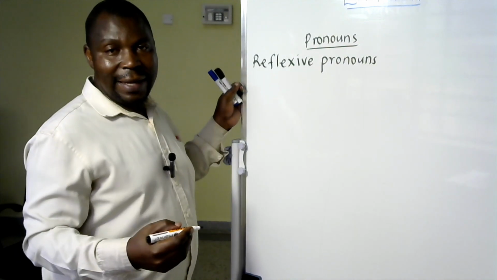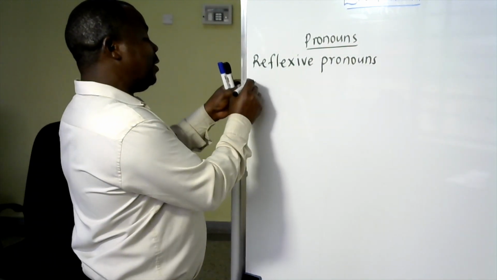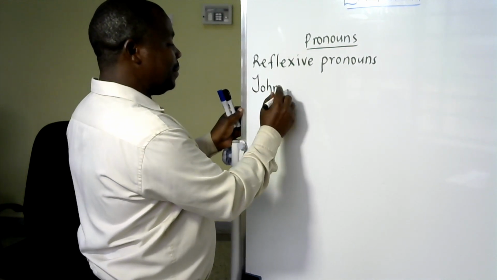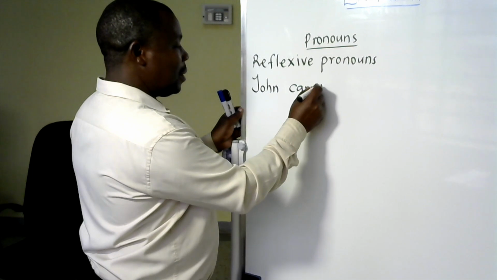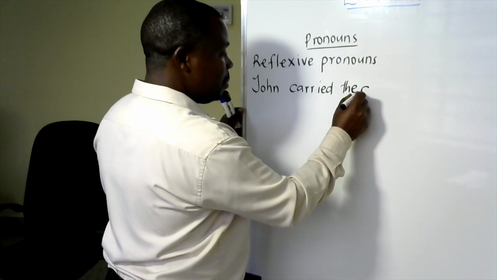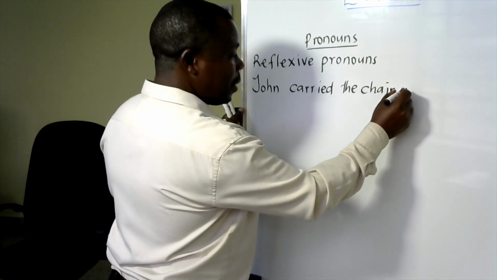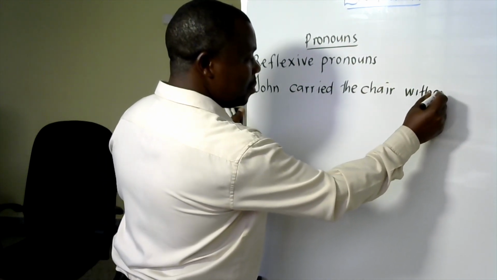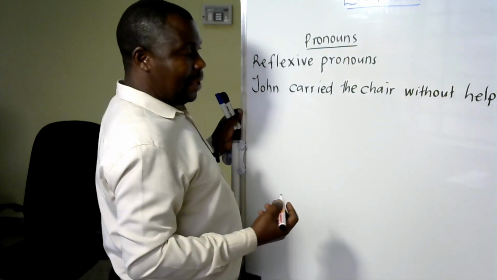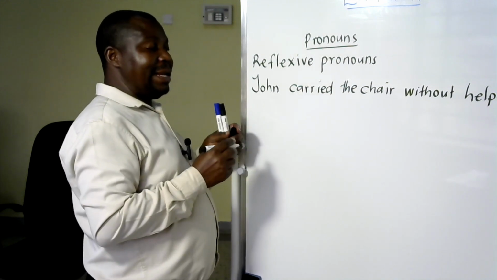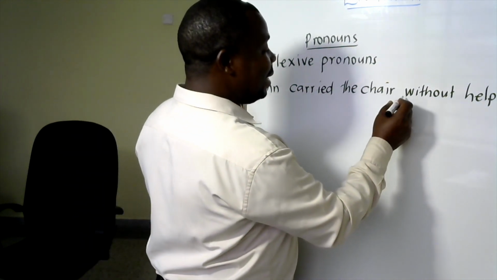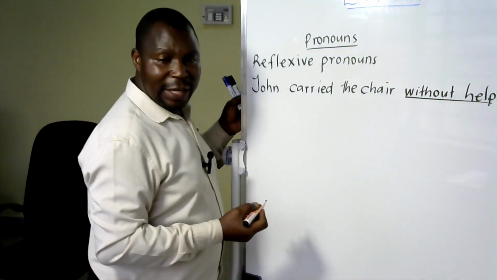Like, for example, they will say, John carried the chair without help. Now look here. In this statement, they will ask the child to write a sentence using a reflexive pronoun, where they will need this word, without help, to be substituted with a pronoun.